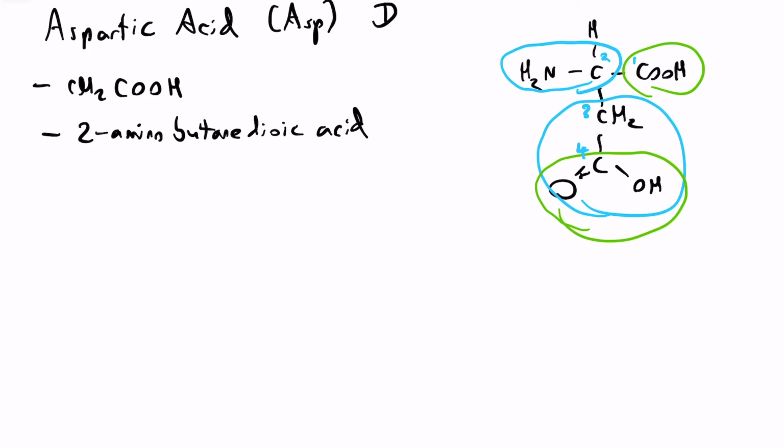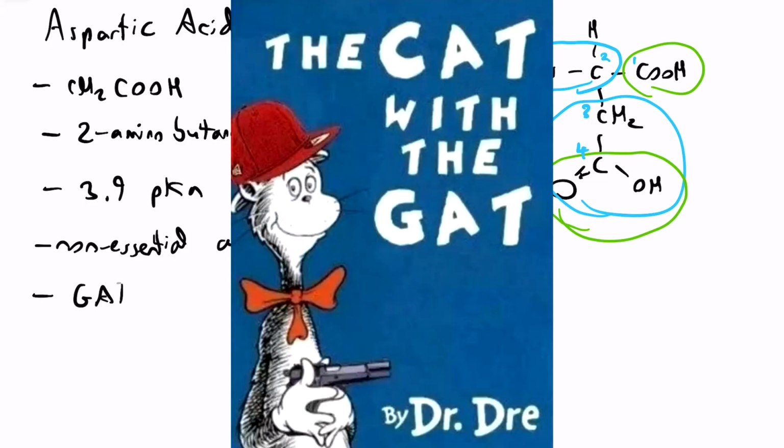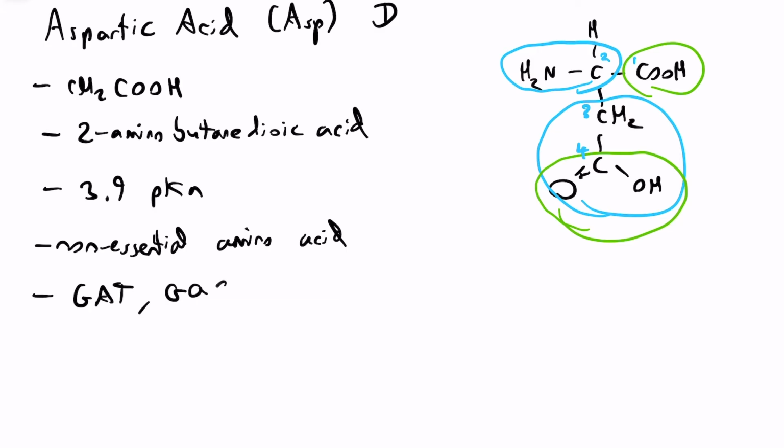Okay, so it has a pKa of around 3.9, hence why it's an acid, but this is dependent on the environment that it's in within a given protein, so it could be different from that. It's a non-essential amino acid. And the codons are GAU and GAC, and GAT and GAC if you want to replace the uracil there with the thymine for the DNA.